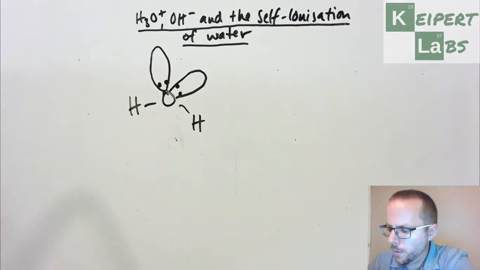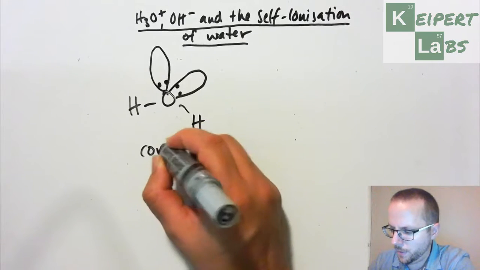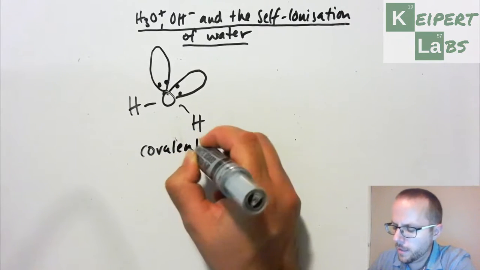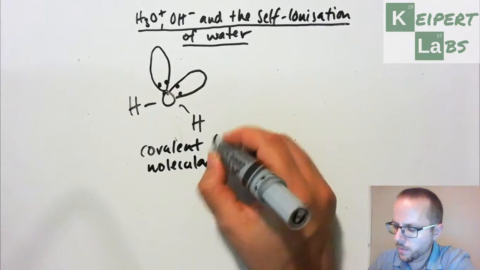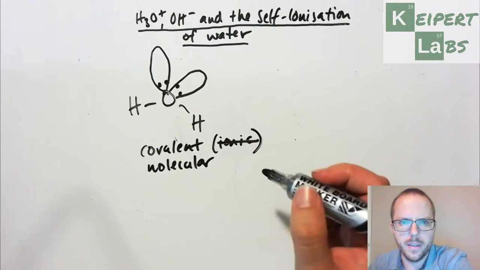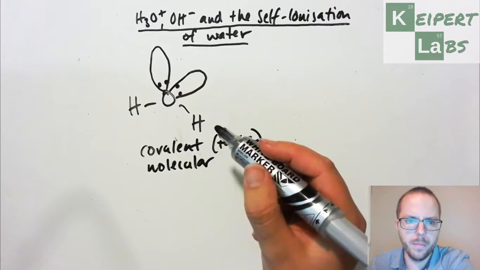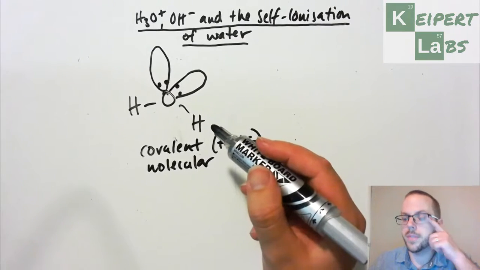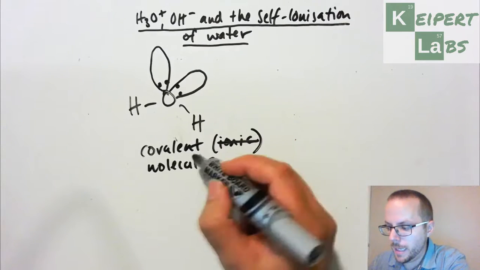But what we know, aside from now looking like I've drawn a really bad bumblebee or something, is it's a covalent molecular compound. Okay, so it's not ionic. It's covalent, and it exists in these separate discrete molecules rather than as one big network of atoms connected all together. So it's covalent molecular.